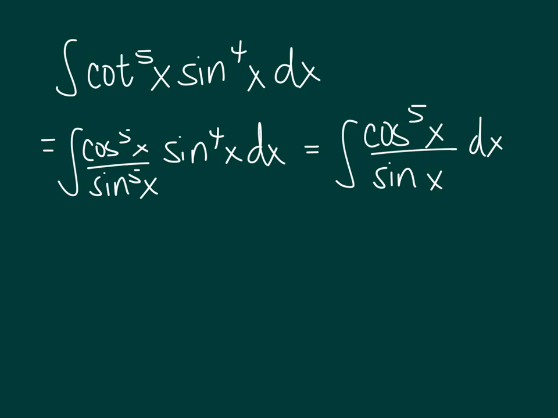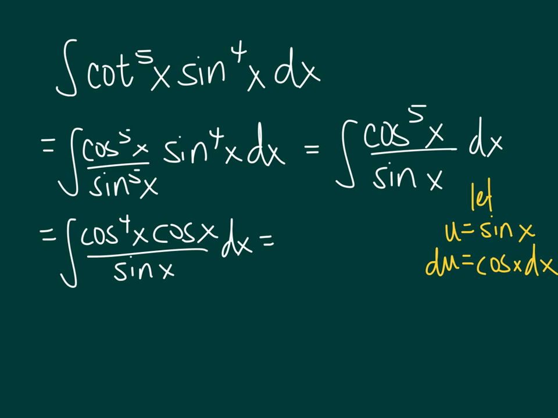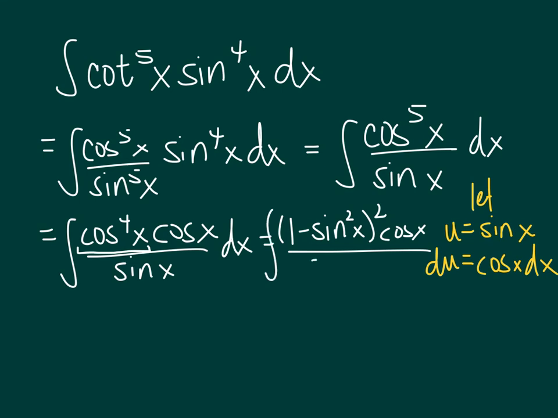We're going to want to let u be sine because that's in the denominator, which means we're going to want to pull out a cosine for our du. And then we're going to want to rewrite this term right here to be all in terms of sine because that's what we're going to do for our substitution. So we know cosine to the fourth is the same as 1 minus sine squared, all squared. And then you're still left with the cosine that you pulled out. And this whole thing is over sine of x dx. So now we're ready to do our u sub.